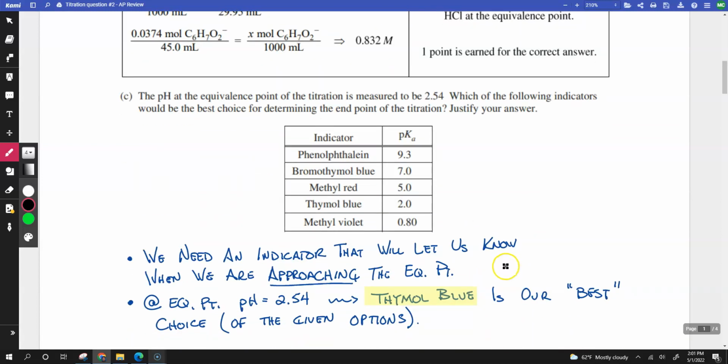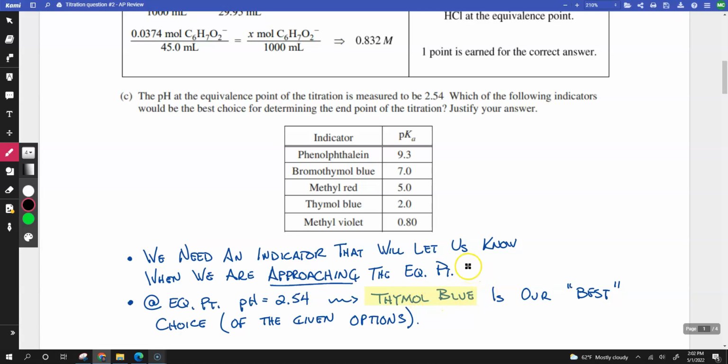And I put on here, we need an indicator that will let us know when we are approaching the equivalence point, not after we've passed the equivalence point. So if we have an indicator at 5.0, we'll never know when we get to 2.54. At least once we get to 2.54, that thymol blue, as in the case of the phenolphthalein, will actually get darker and stay for a much longer period of time.